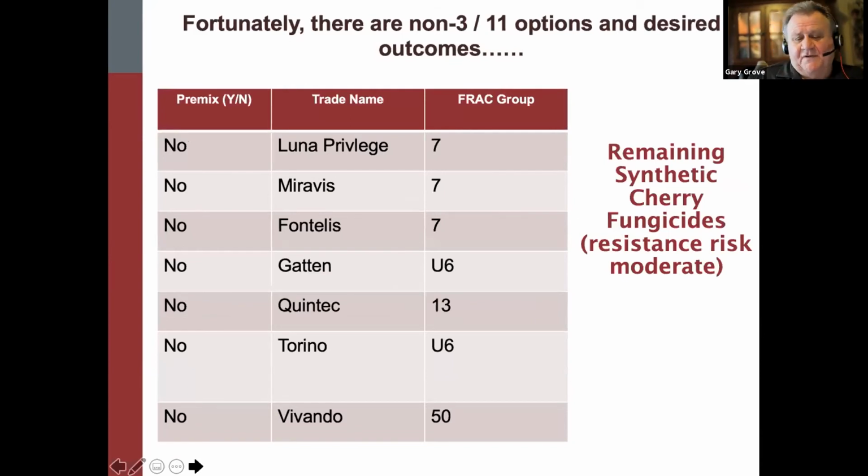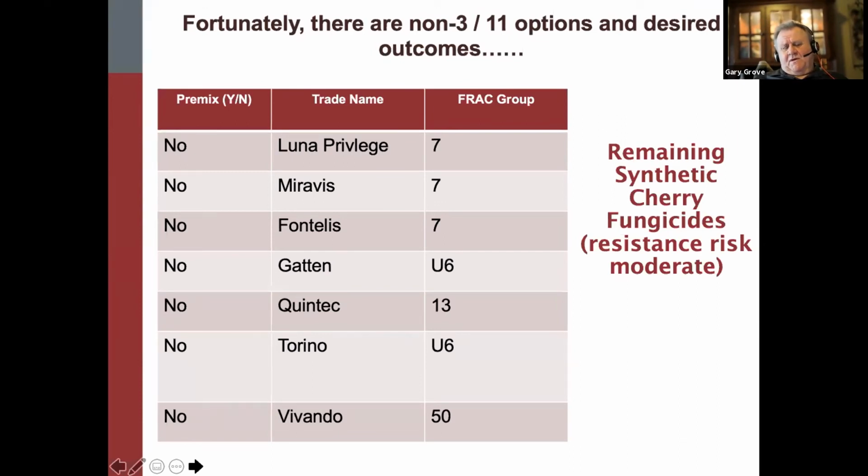Fortunately, we do have some non-group 3 and 11 options and some desired outcomes. Keep in mind that the group 7s are also effective against mildew. And I put Luna Privlege up here because Luna Sensation is one of the best tools that we have. And again, it's a group 11, group 7 mix. And with resistance to the group 11s, I'm a little worried about the group 7s.